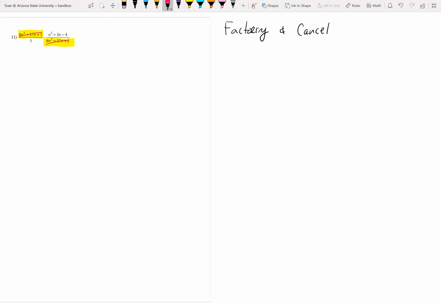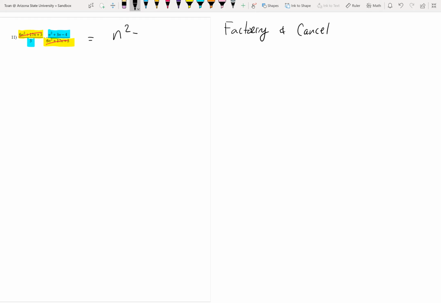I didn't want that to happen, but hey, you lucked out. That means all I have left over is this numerator here and this denominator. And guess what? The numerator is a polynomial. The denominator is just a number. Nothing will cancel out. So believe it or not, you have nothing to do.